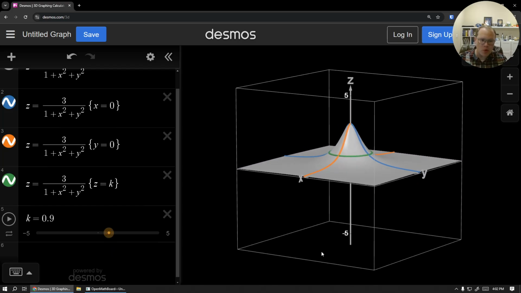So this approach, using traces to understand and gain intuition on a surface, works for any surface, not just quadric surfaces.